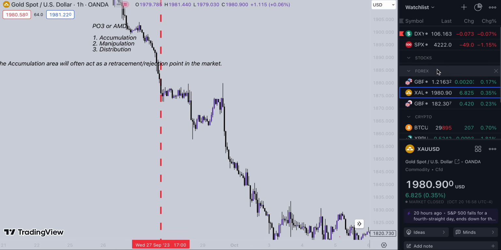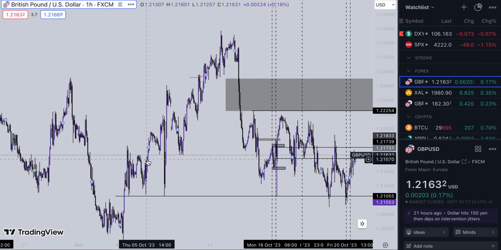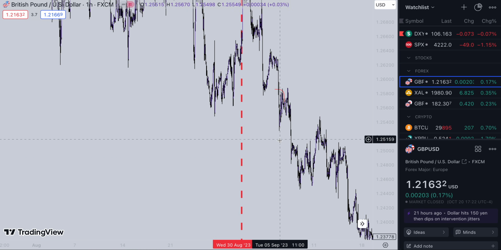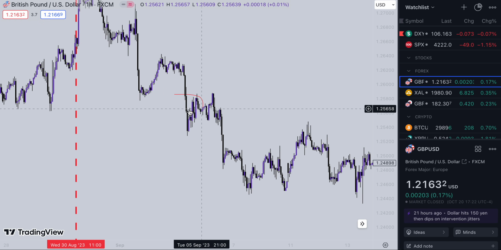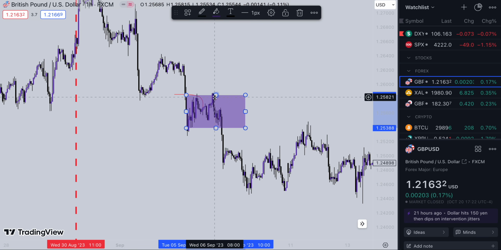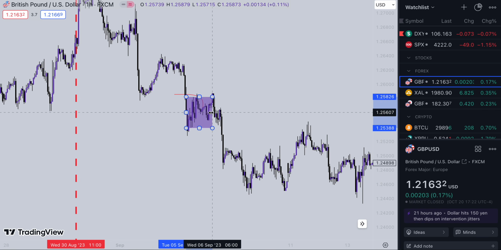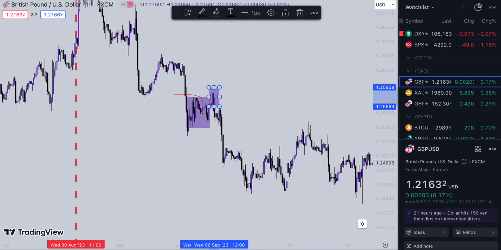And before I continue with gold, we can see here on GBPUSD. Let's just look right here. What is this? Clear accumulation. We manipulated out these highs and distributed. Manipulation, distribution. You get the point there.